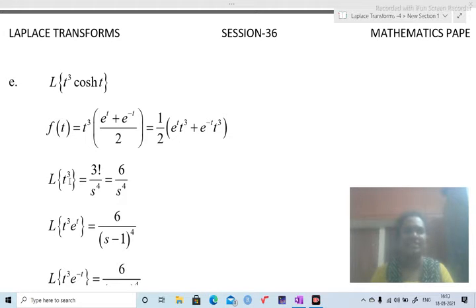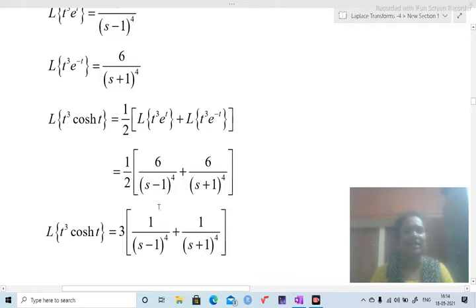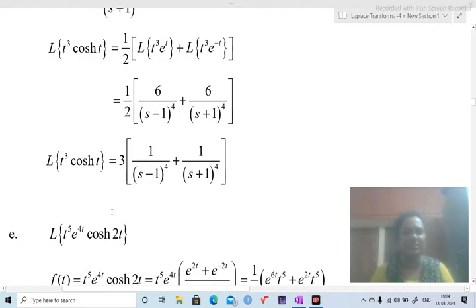Here n is 3, that is n factorial by s power n plus 1. That means 3 factorial by s power 4. We know that 3 factorial is 6. 6 by s power 4. Again by using the first shifting theorem, s is replaced with s minus 1. And also for this value, s is replaced with s plus 1. Substitute those values and take 6 outside. 6 by 2 equal to 3. So the value of Laplace transform of t cubed cos ht is this one.